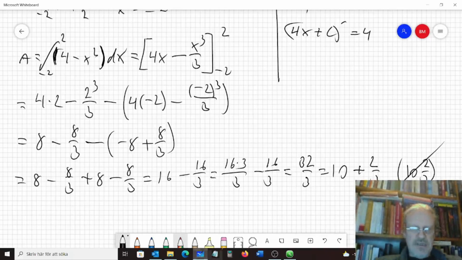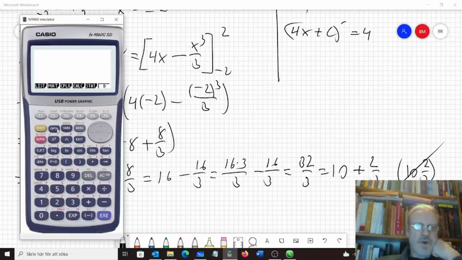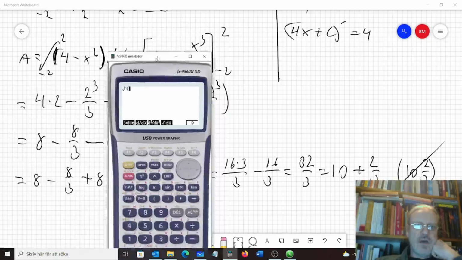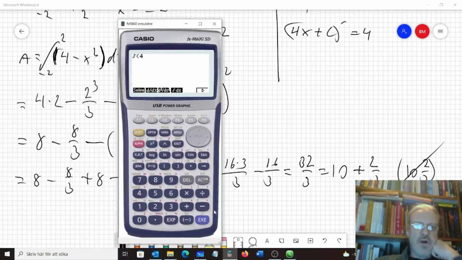So let's try this on the calculator. Option, calc, integrate, and what function did we have? We had this, right? 4 minus x squared from -2 to 2, end bracket, enter, and we get 10 and 2 thirds. Yay!